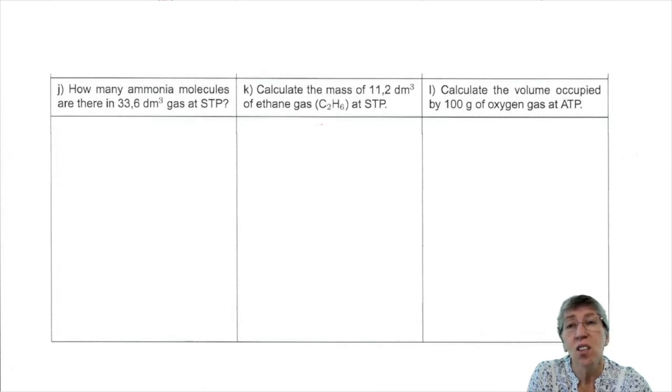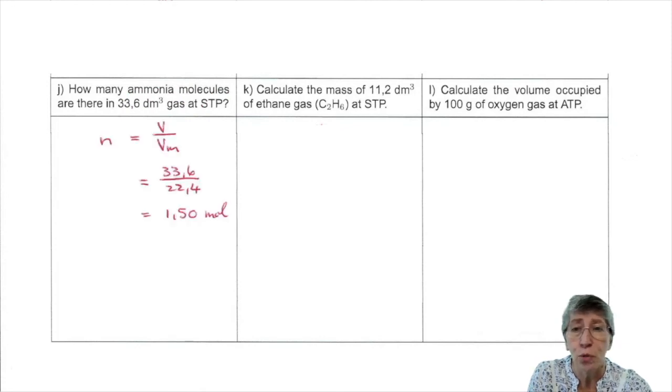In the next one, they're asking you how many ammonia molecules are there in 33,6 cubic decimeters of gas at standard temperature and pressure. Now, if you've got standard temperature and pressure and it's a gas and you've got a volume, then first off, I'm definitely going to work out the moles from that. And once you've got the moles, then we can work out the number of molecules, the number of particles, with N over Na.